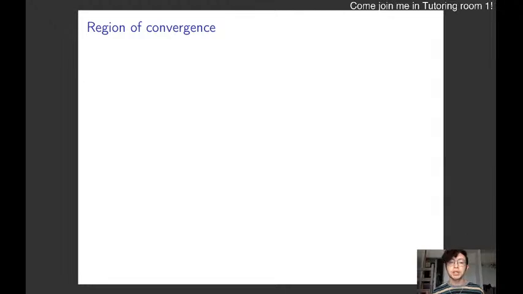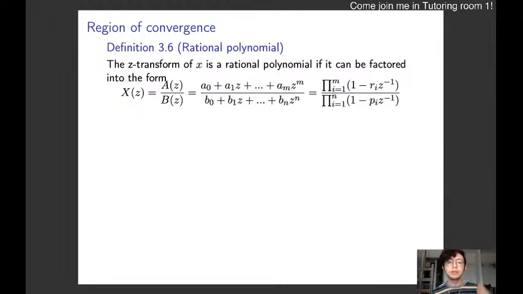And now let's finally get to the region of convergence. Oh yeah, one last definition. We're concerned with rational functions. So our z-transform is rational if it exists in this form, where a and b are both polynomials.